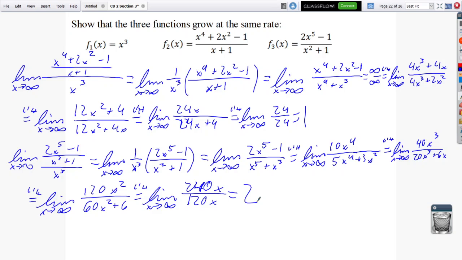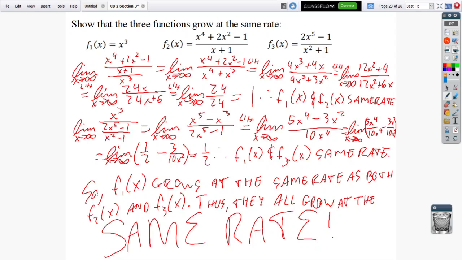Therefore, F1, F2, and F3 all grow at the same rate. Whew. End of story. I believe I have that. Yeah, look at that, down here. I spontaneously wrote it all in red.